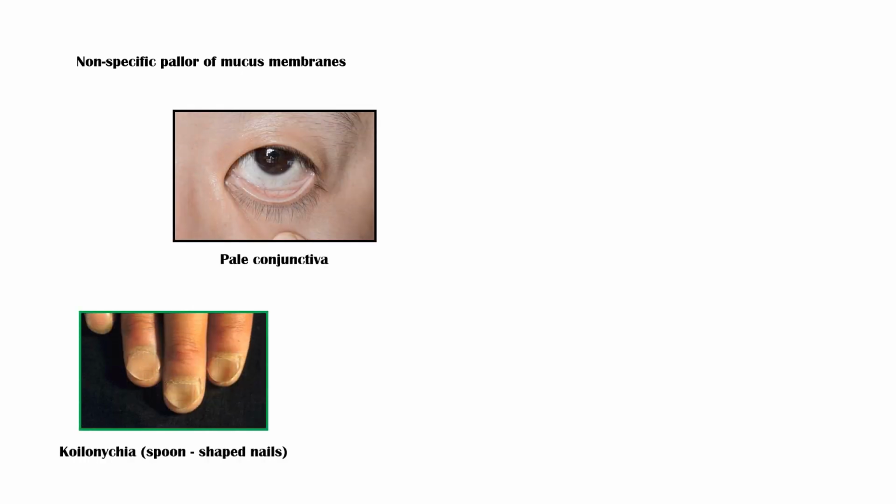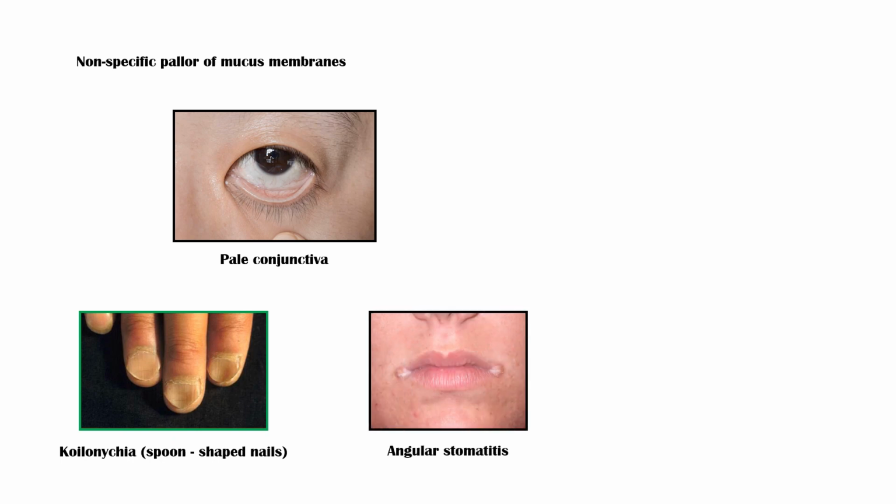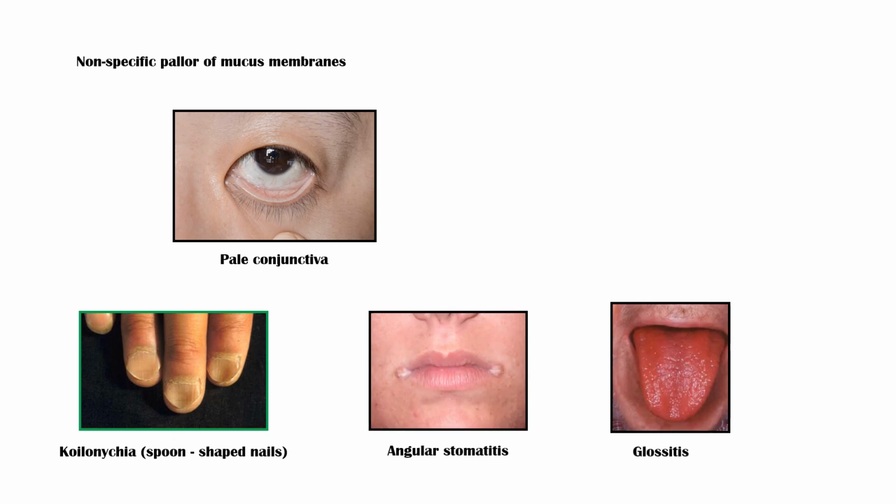Other manifestations of iron deficiency include nonspecific pallor of mucous membranes, such as pale conjunctiva, koilonychia, or spoon-shaped nails, ulceration in the angle of the mouth, called angular stomatitis, and a glossy tongue.